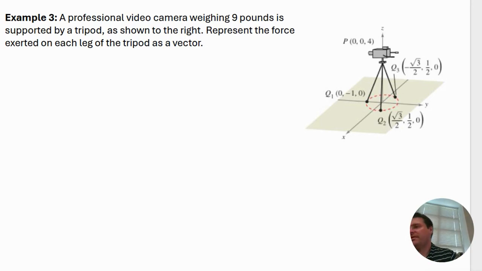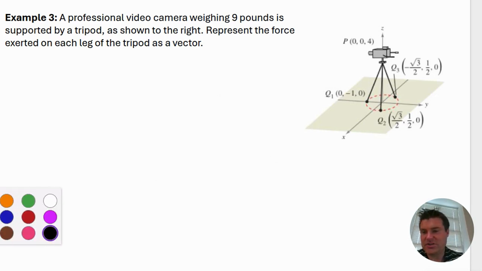So for this problem right here, I'm going to first represent each leg as a vector. And then I'll represent the force. The force is going to deal with the 9 pounds. So the game plan here is let's find each vector here. And then once we find each vector, a couple different things I can do. I could find the unit vector of each one. I'm not going to do that though. I think that gets a little complicated. I'm going to represent all vectors combined together, supporting the 9 pounds. So let's go ahead and do that.